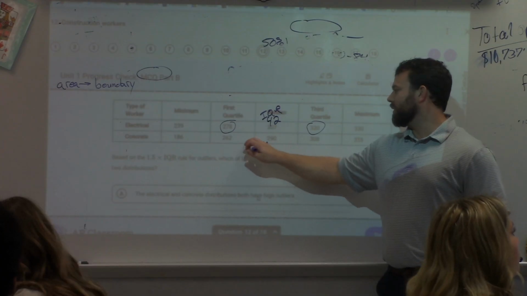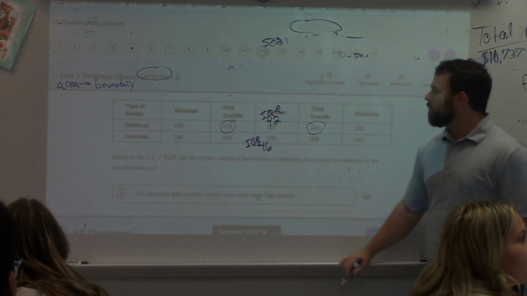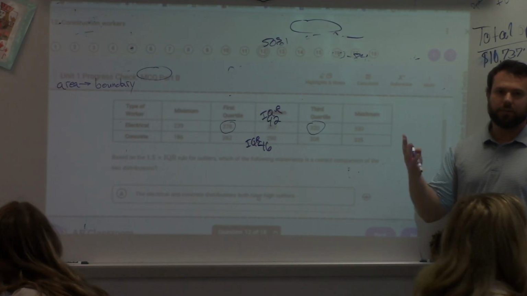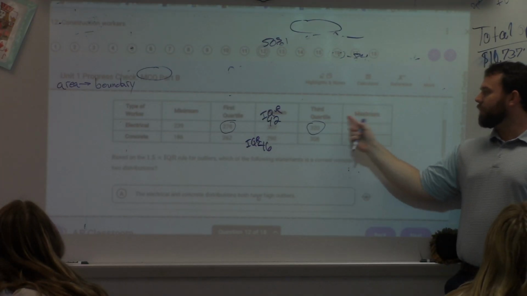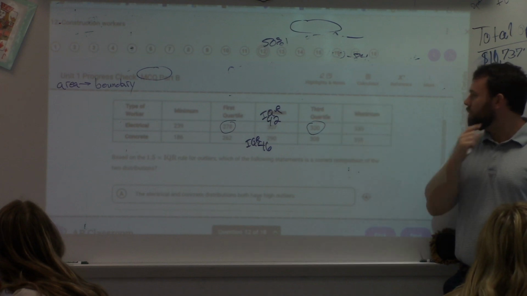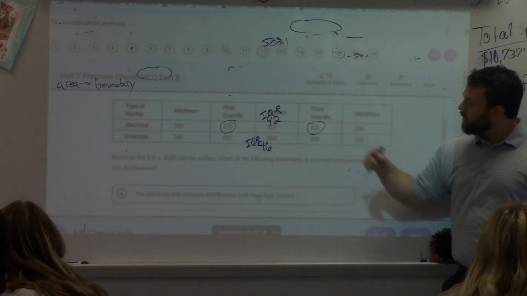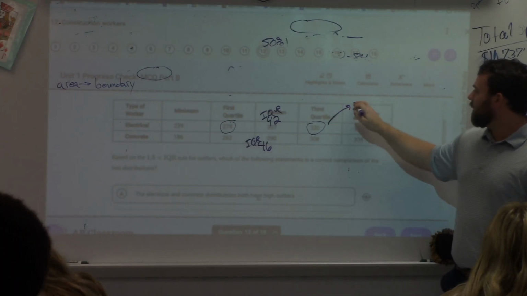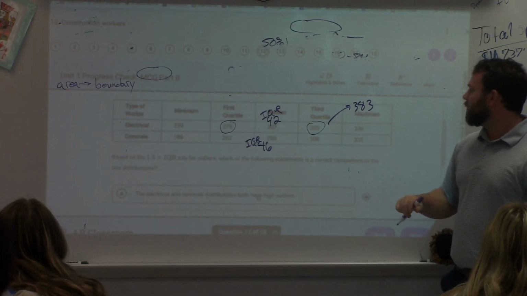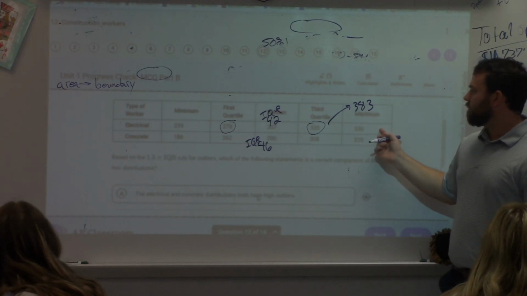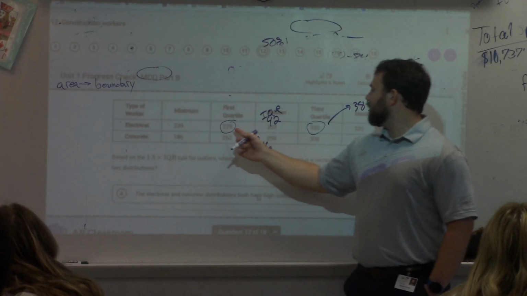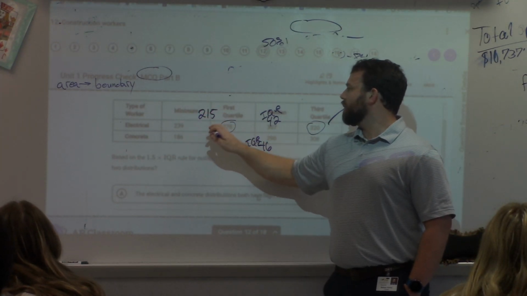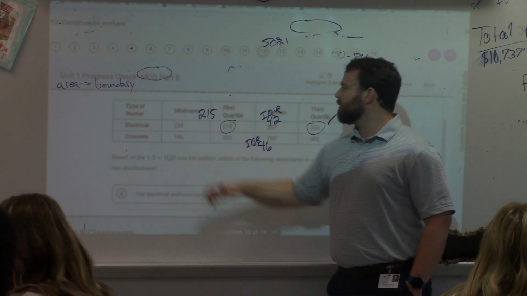And don't forget, when we say 1.5 times the IQR, that is beyond the quartiles, right? So on the upper end we would add, or on the lower end we would subtract. So 1.5 times 42 would be 63. So anything beyond 383, do we have anything beyond that? No. Anything below, 63, so 215 would be my fence. Do I have anything below 215? No. Okay.